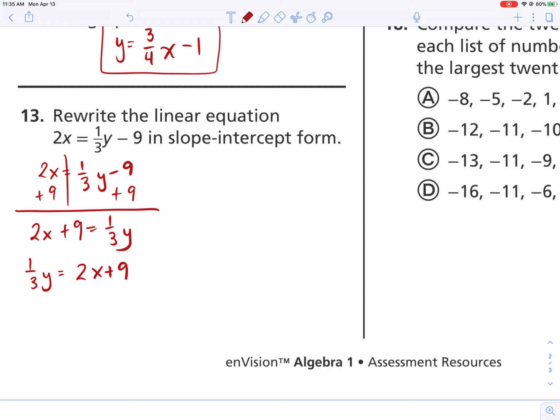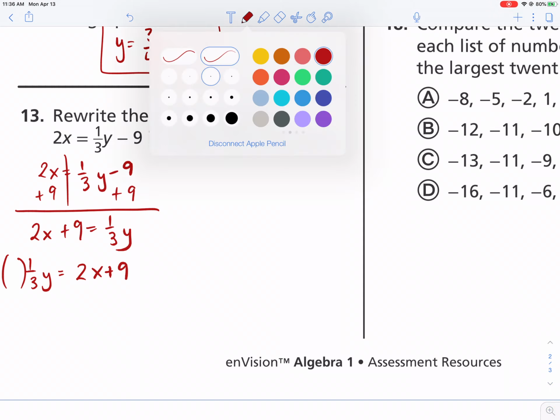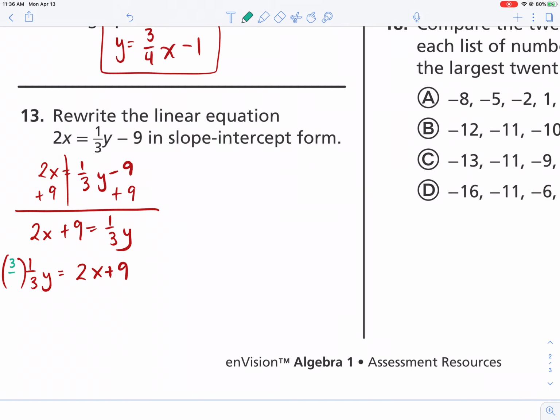And then we have that fraction. And to get rid of that fraction, we're going to multiply by the reciprocal. Okay, so we'll use a different color just to help us to see it. And the reciprocal, remember, is we take that fraction and we flip it over. So I'm going to multiply this side also by 3/1. And remember, everybody gets affected by that fraction, or that reciprocal that we're multiplying by.